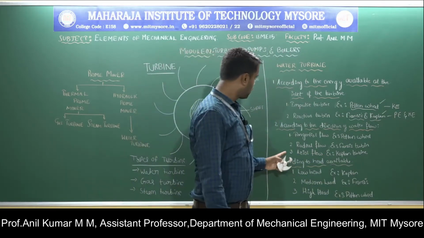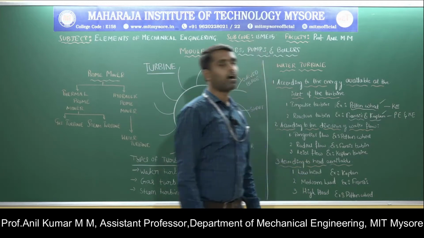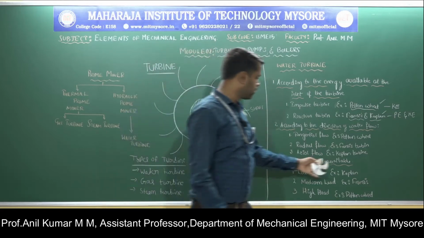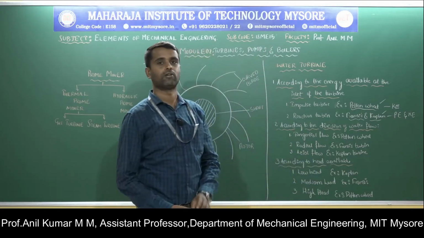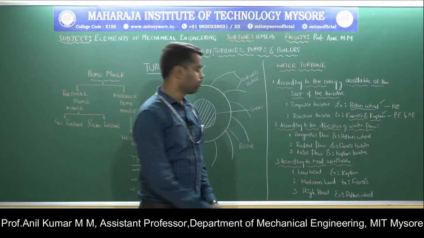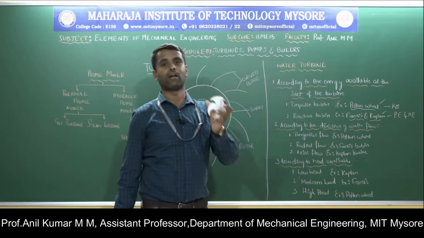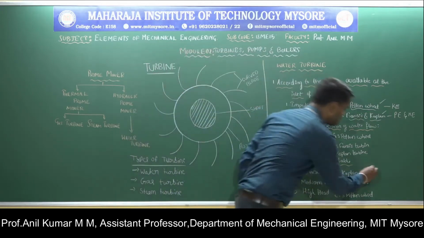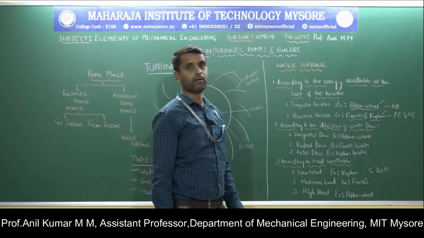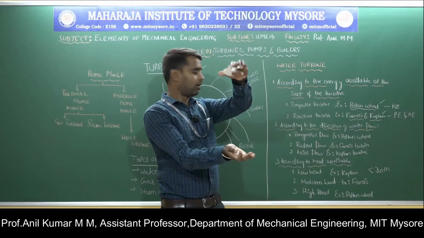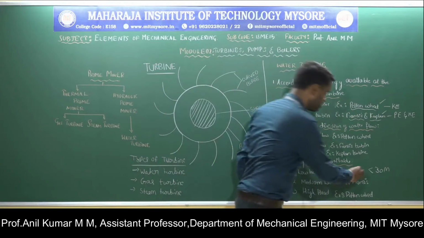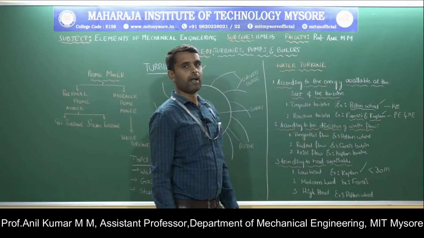Next, coming to another classification, according to the head available at the inlet of the turbine. Head is nothing but the height. According to the head available at the inlet of the turbine, it is classified into three types: low head turbine, medium head turbine and high head turbine. What do I mean by low head turbine? The head available at the inlet of the turbine is less than 30 meters. That type of turbine you can call a low head turbine. That means the height available at the inlet is less than 30 meters. An example of a low head turbine is the Kaplan turbine.